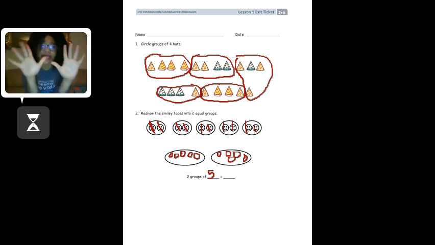I have 2 groups. Like I have 2 hands that has 5 fingers. You have 2 groups of 5 smiley faces. So the first group plus the second group, 5 plus 5 equals 10. So I'm going to write 2 groups of 5 equals 10 smiley faces. All right. And so that's our exit ticket. And I'm going to get ready to go over homework in just a second, okay?